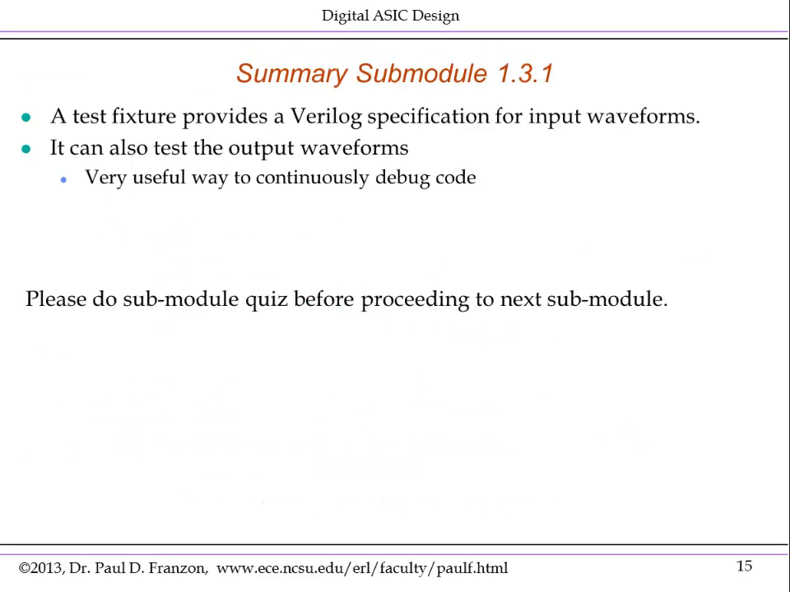So that brings us to the end of this sub-module in this third unit. Some major points to emphasize. A test fixture provides a Verilog specification that allows you to textually describe your input waveforms. And furthermore, to test the output waveforms, you can write code to look for correct behavior. And this is something I very much encourage you to do. For example, this code will always be there every time you run, and you'll detect side effect bugs through this code.